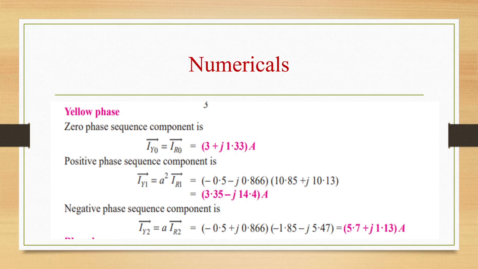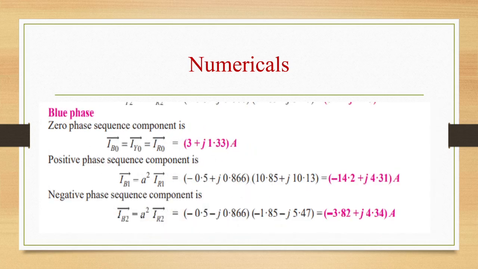Negative phase sequence component IY2 is A IR2, that is minus 0.5 plus J 0.866 into minus 1.85 minus J 5.47, that is 5.7 plus J 1.13 amps. Blue phase. Now we have to see it in B phase. Zero phase sequence component IB0 is IY0 is IR0, that is 3 plus J 1.33 amps.